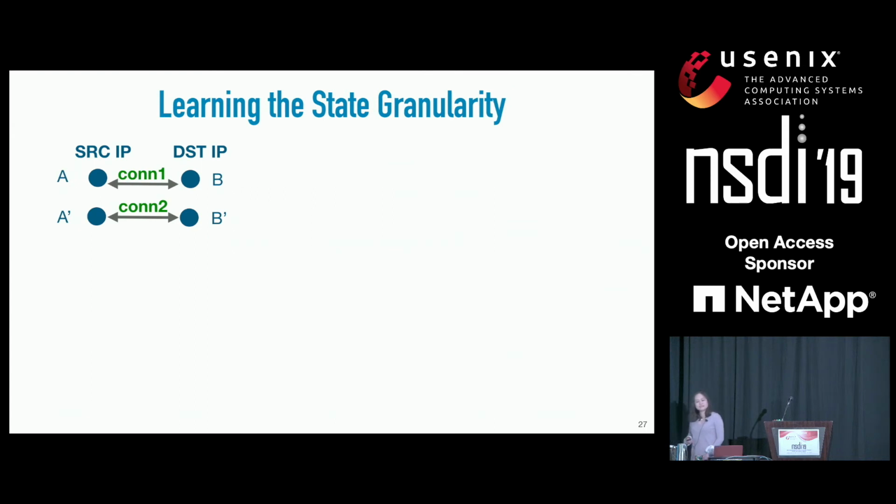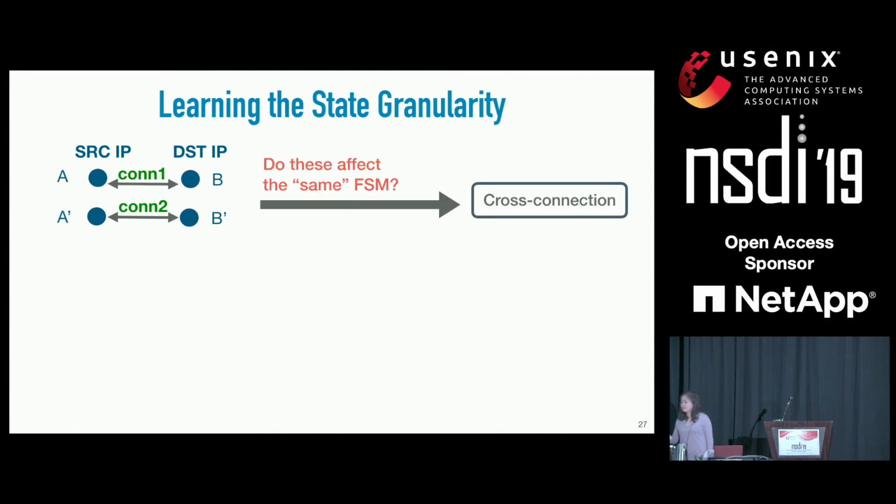The high-level idea is very simple. Suppose I configure two connections to have different source and different destination IPs. And then I check, do they affect the same FSM, leveraging our L-star-based workflow? If they do, it's keeping cross-connection state, as there's no overlap in the source or destination.